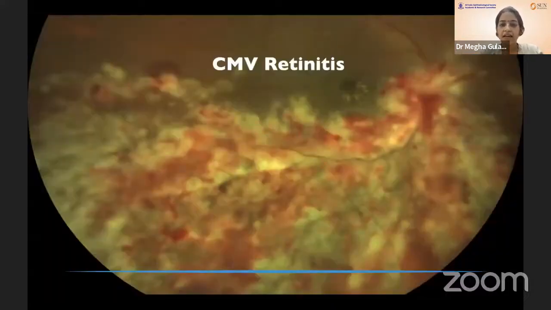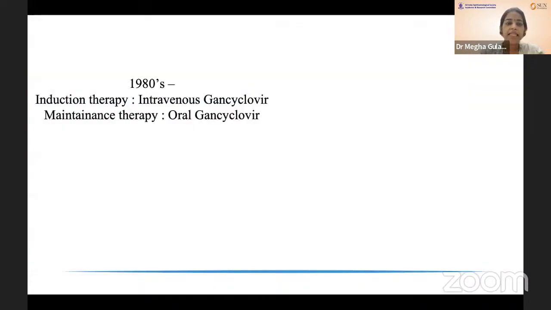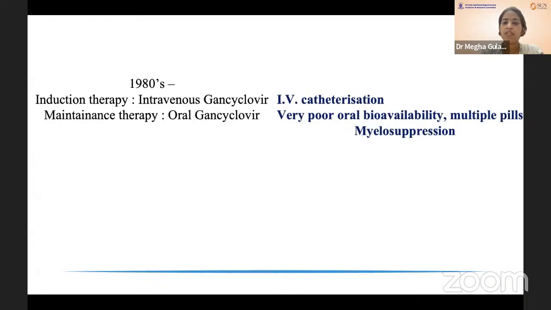So, starting with the topic, CMV retinitis. This disease is characterized by progressive necrotizing retinitis, which can lead to blindness in immunocompromised patients. It can be AIDS-related or non-AIDS-related CMV retinitis, especially in patients on pharmacological immunosuppression. In the 1980s, before the start of HAART, the FDA-approved drug was intravenous ganciclovir for induction, and for maintenance we had oral ganciclovir. The problems were the need for catheterization for intravenous ganciclovir, very poor bioavailability of oral ganciclovir, and the side effect of myelosuppression.